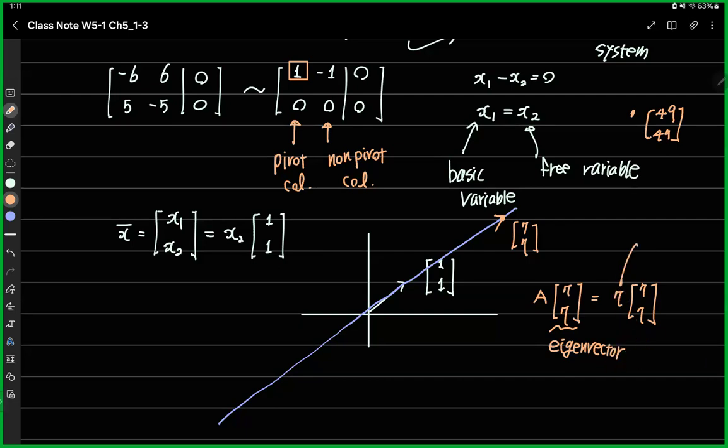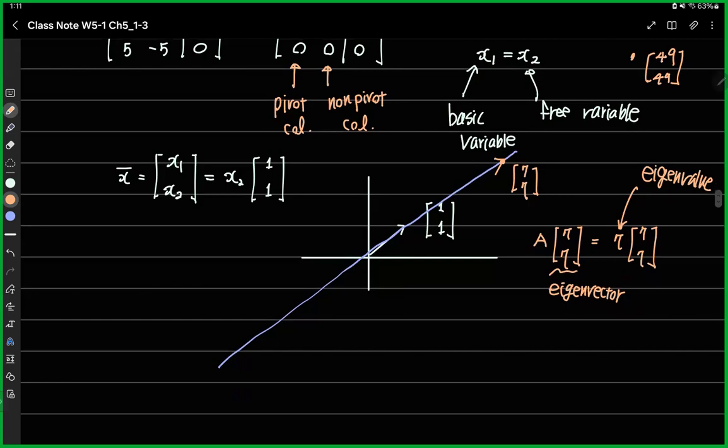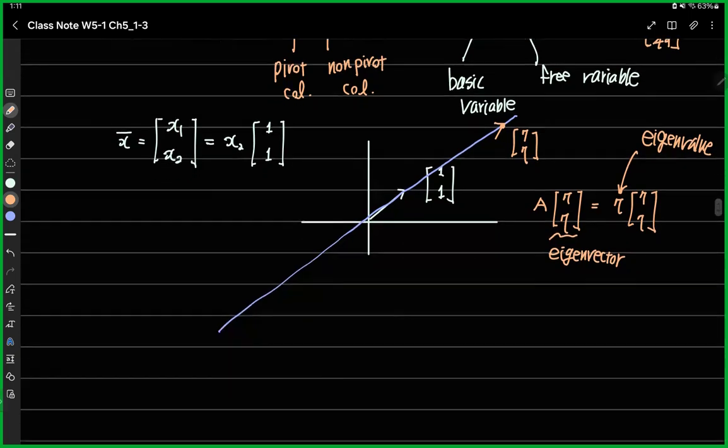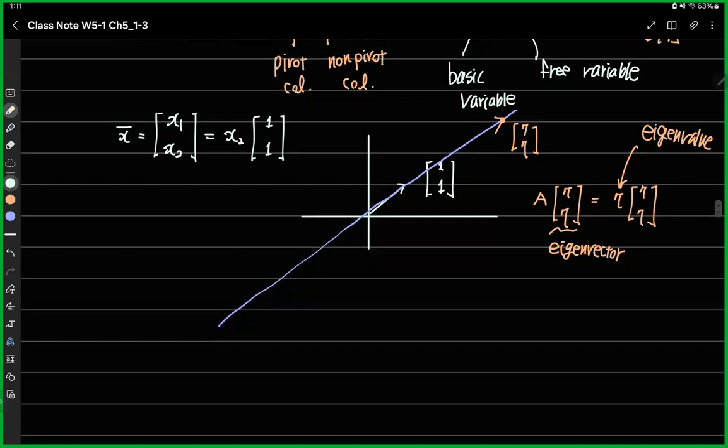That's the eigenvalue. You can pick any eigenvector. Then the matrix A times that eigenvector must be equal to 7 times that eigenvector. That's the meaning, so that we can see the role of the matrix A. Okay, so let's see other examples.